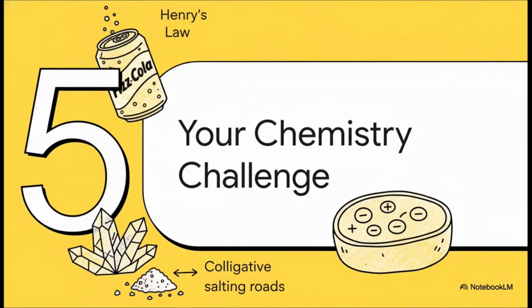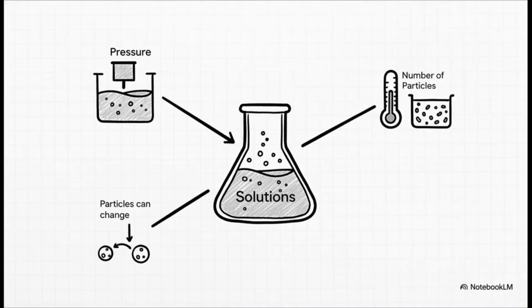So let's just trace that path back. We went from the simple fizz in a soda can, which we now know as Henry's Law, to the salt melting ice on the road, which is all about colligative properties and that crowd effect. And that led us to the mystery of abnormal results, which, through the Van 't Hoff factor, explained the secret of electrolytes in our own cells. You see, it's all connected.